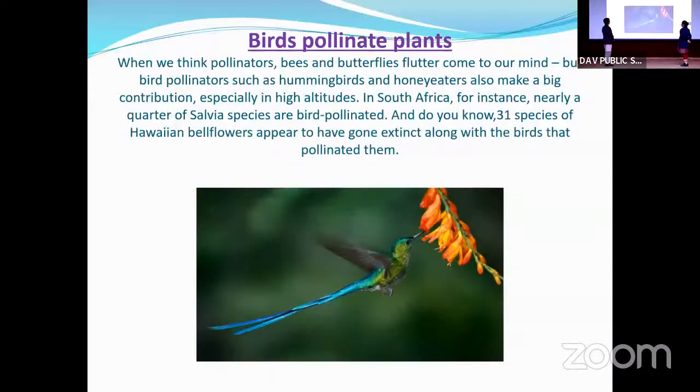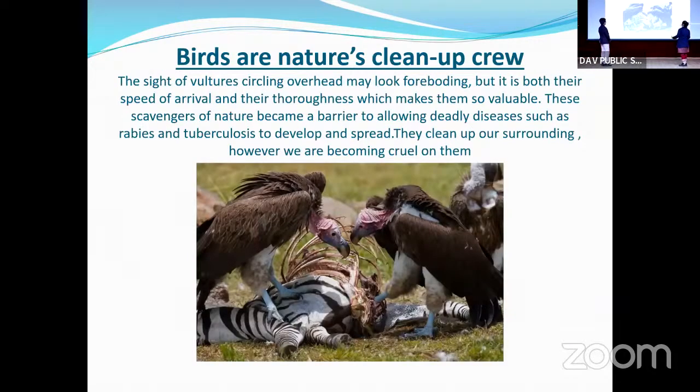Birds pollinate plants. When we think of pollinators, bees and butterflies come to our mind. But bird pollinators such as hummingbirds and honeyeaters also make a big contribution, especially in high altitudes. In South Africa, for instance, nearly a quarter of salvia species are bird pollinated. And do you know, 31 species of Hawaiian bellflowers appear to have gone extinct along with the birds that pollinated them.